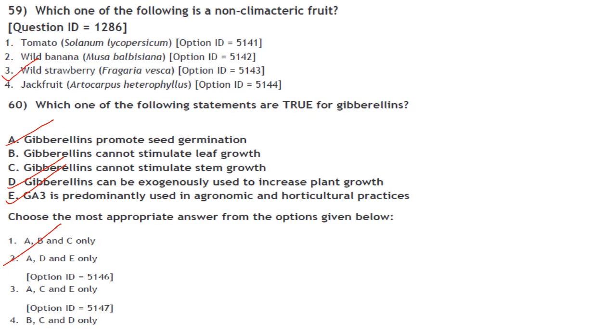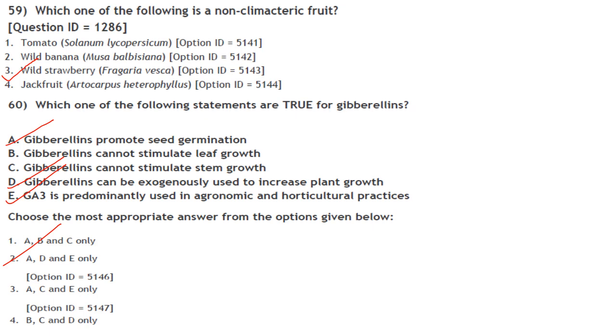Next one. Which one of the following is a non-climatic fruit? So non-climatic fruits once harvested do not ripen further. They produce very small amount of ethylene and do not respond to ethylene treatment. There is no characteristic increased rate of respiration nor production of carbon dioxide. In non-climatic fruits, respiration shows no dramatic change and ethylene production remains at very low level. So which of the following is a non-climatic fruit? It is wild strawberry. Answer is option 3 out of these options.